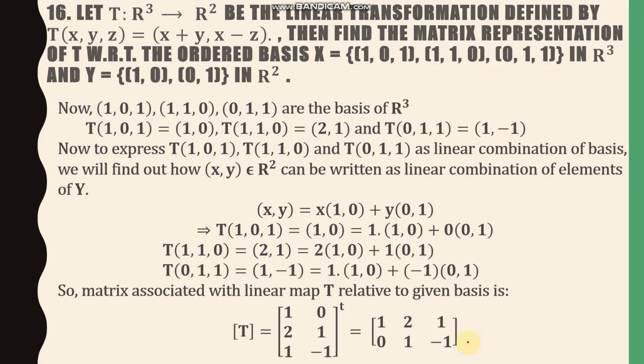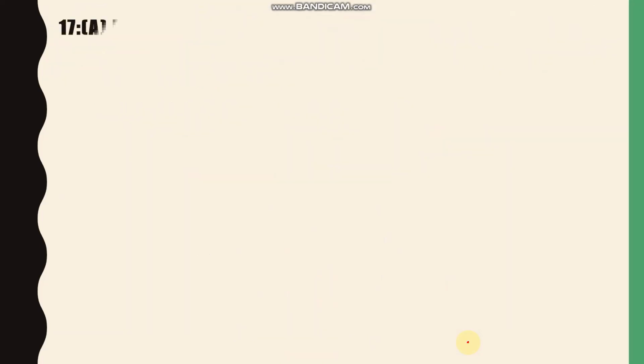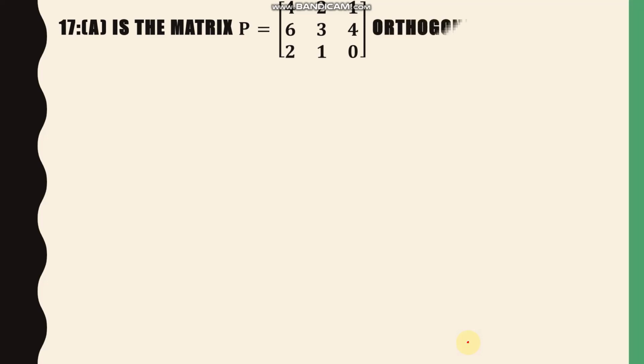The next question, 17th question, A part. Is the matrix P = [4 2 1; 6 3 4; 2 1 0] orthogonal? So for an orthogonal matrix, what you have to check is P into P transpose should be equal to the identity matrix, and P transpose into P should also be equal to the identity matrix.